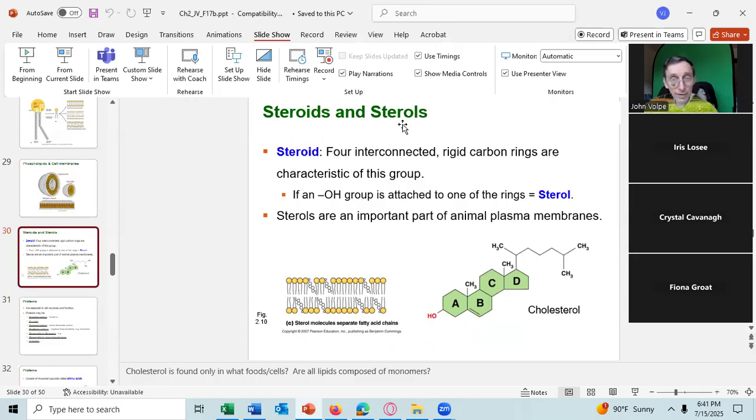Remember, steroids and sterols are a lipid, but they are different in that they do not have any monomers. They are simply a macromolecule. I can't call them a polymer because they don't have any monomers making them up.